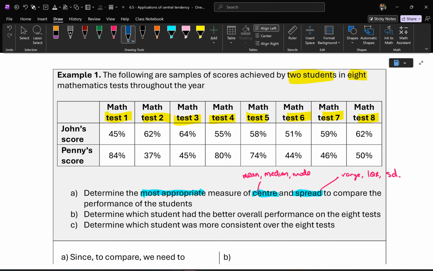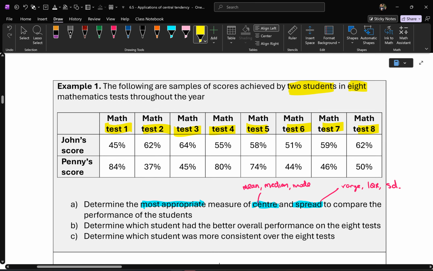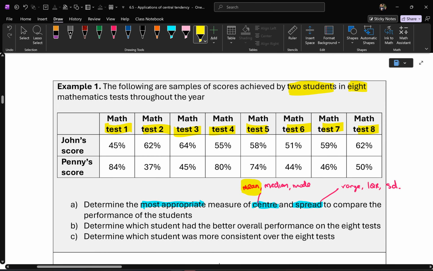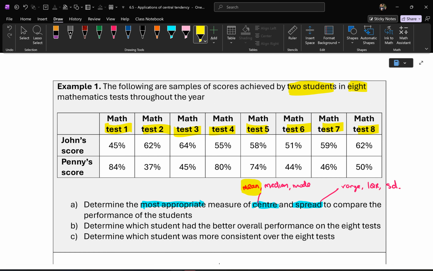That's okay. That's good. The answer is mean. Now, why is the mean an appropriate measure? We can't tell if there's an extreme. Remember I said if there are outliers or extremes, don't use the mean. Right now, we can't tell.